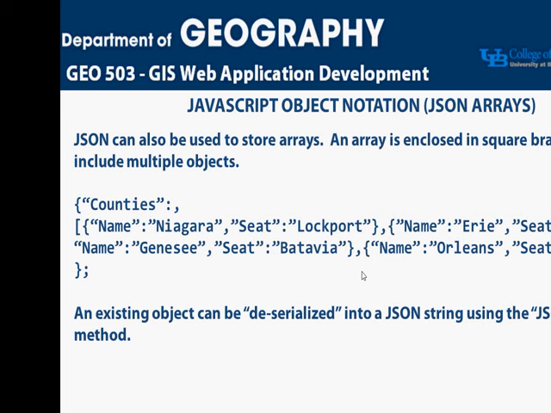JSON can also be used to store arrays. And this is where I said JSON is simple, and I stand by that, but it can get tricky. It's easy to get confused. So remember, JSON always on the outside is enclosed in curly brackets, like here. So this is confusing. I'm using JSON to store multiple counties.